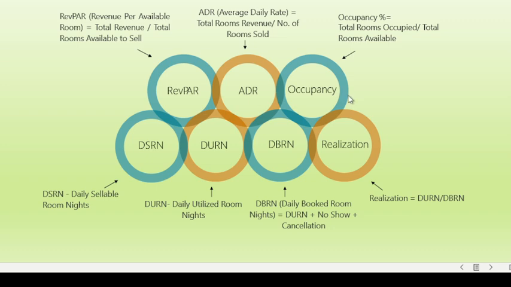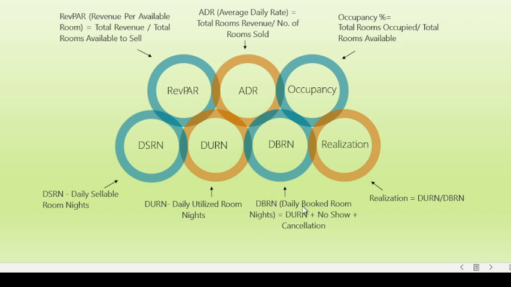Now, before diving deep into the project, we need to understand the specific terms that we use for observation in the hospitality domain. RevPAR is revenue per available room, which is the total revenue to the total rooms available to sell. Then there is ADR, the average daily rate, that means the total rooms revenue to the total rooms sold. Then there is the occupancy percentage, which is the total rooms occupied to the total rooms available. DSRN is daily sellable room nights. DURN is daily utilized room nights.